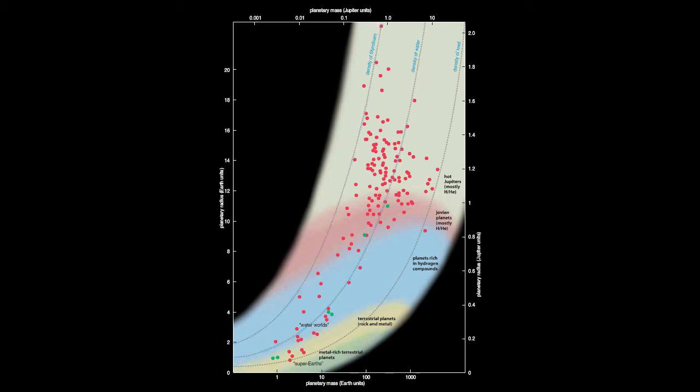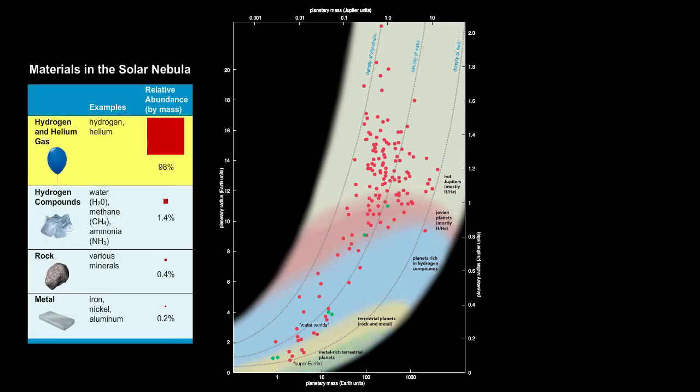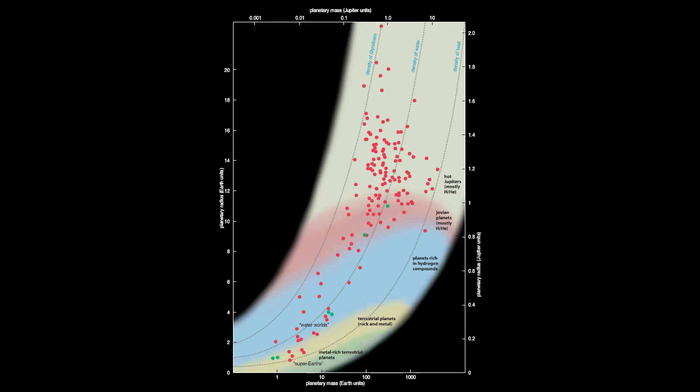We can go one step further with the data on this graph. Recall that all planetary systems should form from material that is 98% or more hydrogen and helium, with the remainder in the form of hydrogen compounds, rock, and metal. By using the known properties of these materials, scientists can create models that tell us the expected composition of a planet based solely on its mass, radius, and density. The colored swaths show the models that correspond to different regions of the diagram.